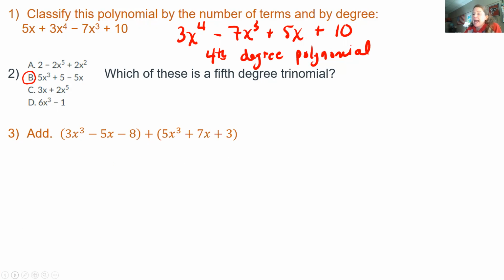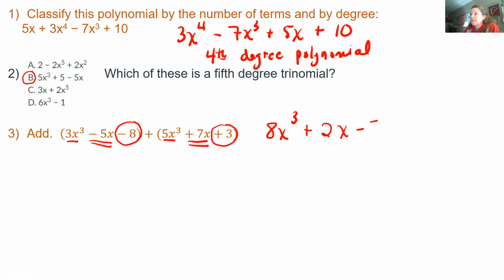So number 3, we're going to add. That just means that really what we could do is just drop all of our parentheses and combine like terms. So we have 3x cubed plus 5x cubed is 8x cubed. We have negative 5x combined with positive 7x, so that would be positive 2x. Finally, we have negative 8 combined with positive 3, which is negative 5. And that's it. That's our final answer.